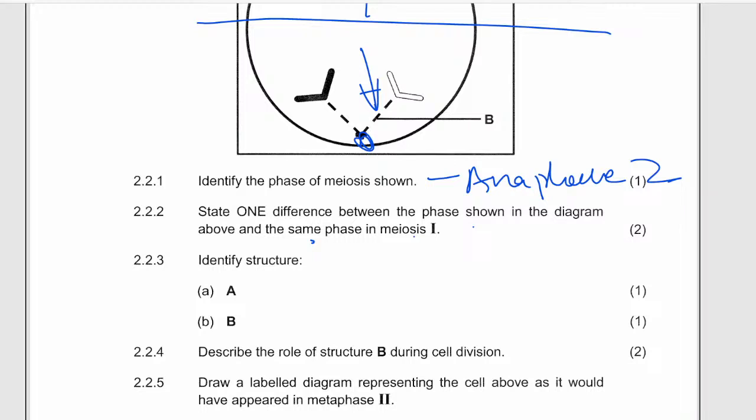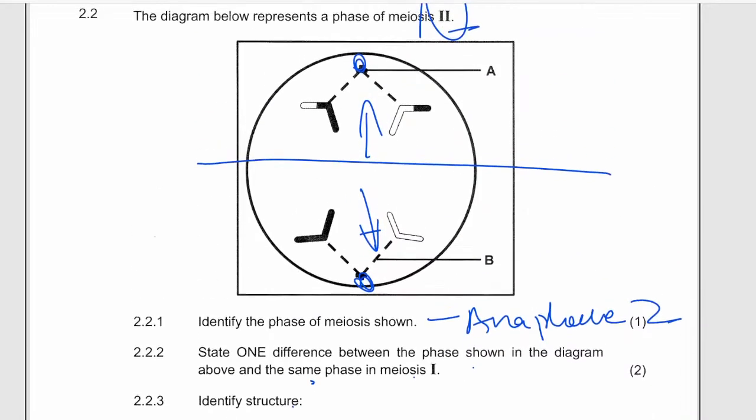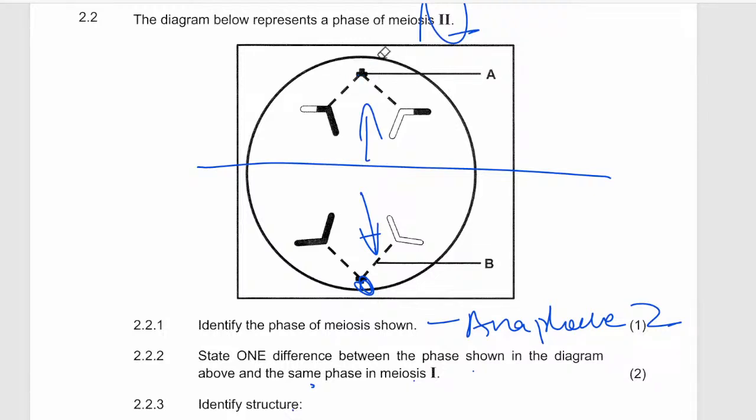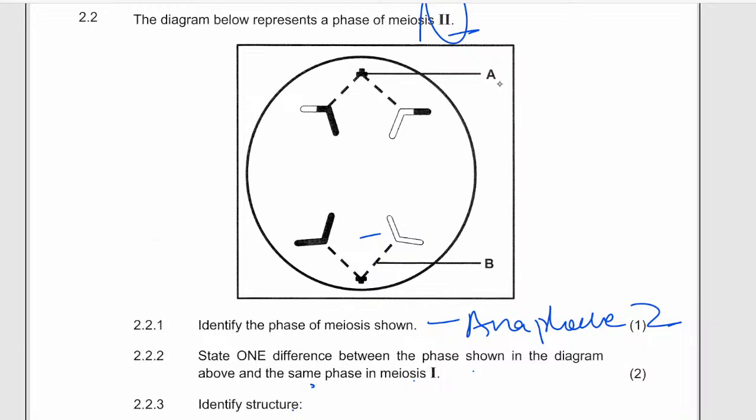So you look at the difference between anaphase 1 and anaphase 2. That is the answer. If it is there and I've not talked about it, yes, as long as it is correct. State one difference between, okay, we're done. Identify structure A. Structure A, guys. Structure A is centriole.